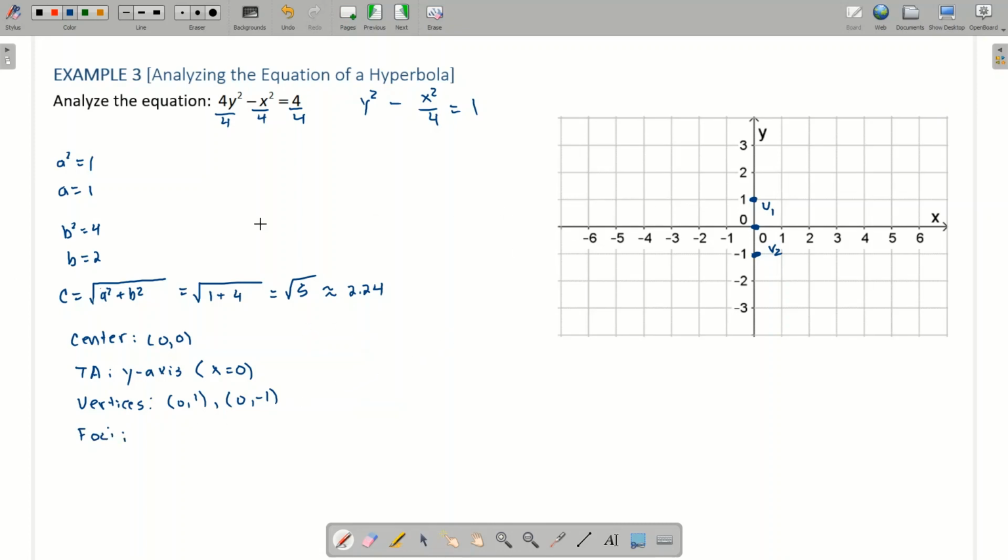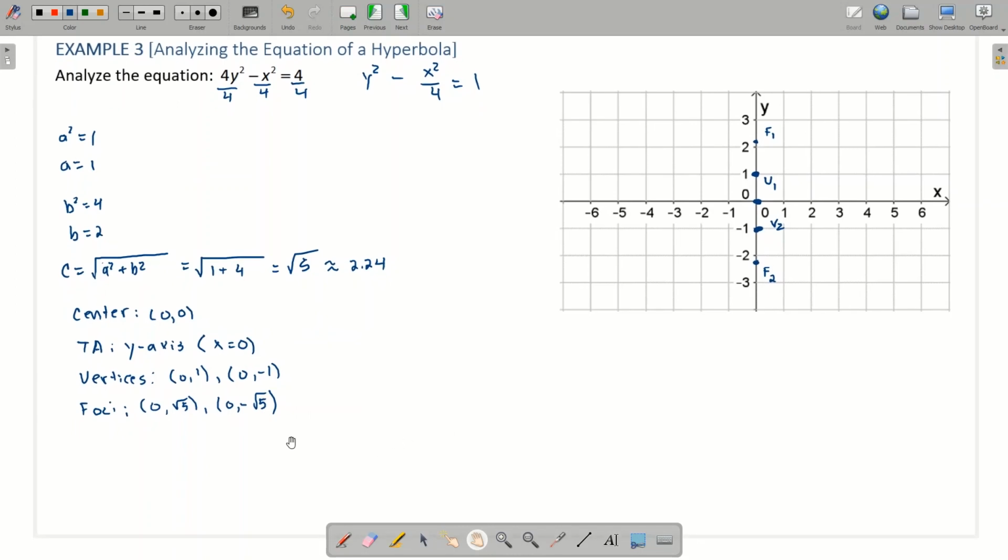Okay, then the foci, we use the c value to get to the foci. So up 2.24, down 2.24. All right, so that would be 0, square root of 5, and 0, negative square root of 5. And so now we just need to get the other points. So like the previous problem, we're going to plug in square root of 5, but this time we have to plug it in for y and see what the x coordinate is.